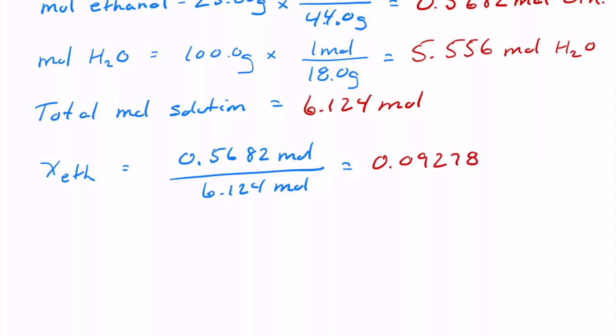And there are two ways to figure out the mole fraction of water. Either we can run through the same calculation, or we can realize that the mole fractions of the different components all have to equal 1. So the easiest way to figure out the mole fraction of water is to just subtract the mole fraction of ethanol from 1. Because the 1 represents the mole fraction of everything, 100% of all the moles. 1 minus 0.09278, and that's going to give us a mole fraction of water of 0.9072.